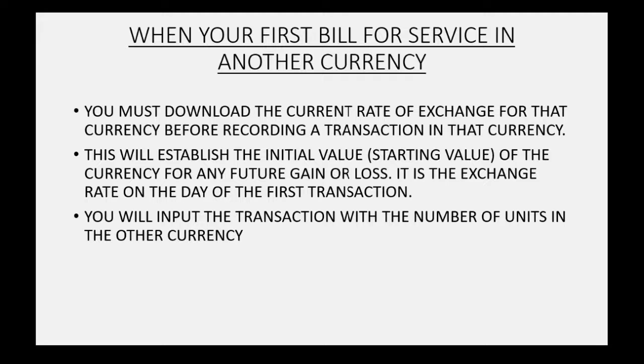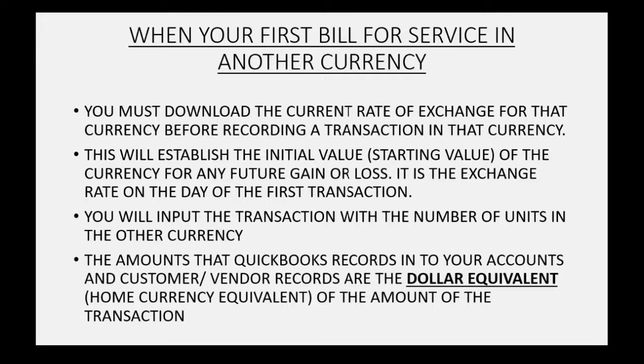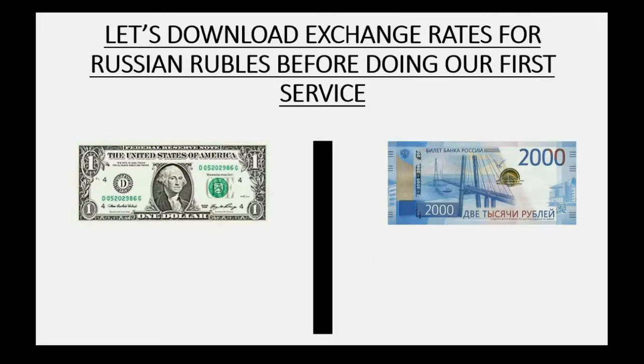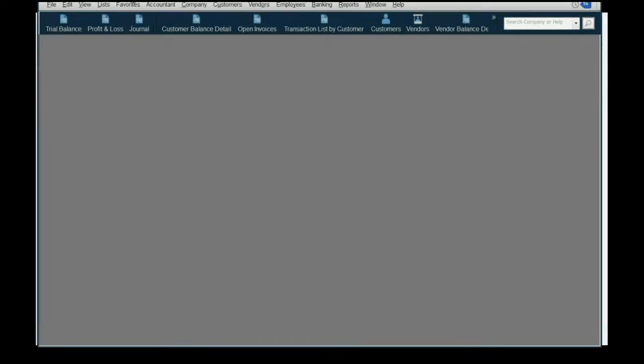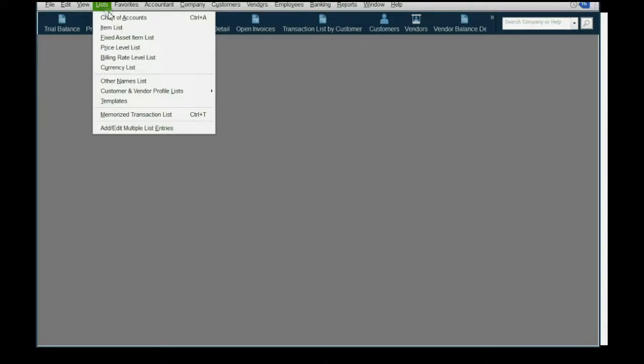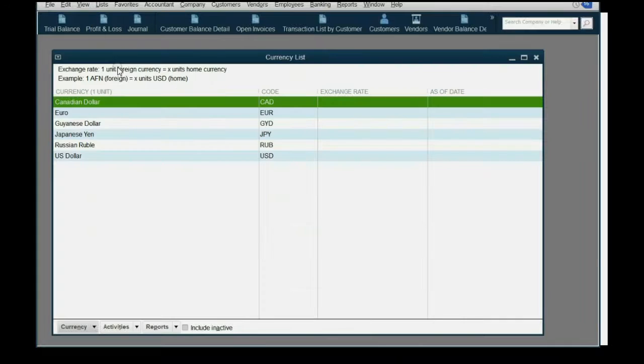You will input the transaction with the number of units in the other currency, and the amounts that QuickBooks records into your accounts and into the customer or vendor records will be the dollar equivalent, or let's say the home currency equivalent amount of the transaction. So let's go ahead and download the exchange rate for rubles so that we can do a service with rubles. Well, we'd have to come here and click lists and then go to currency list.